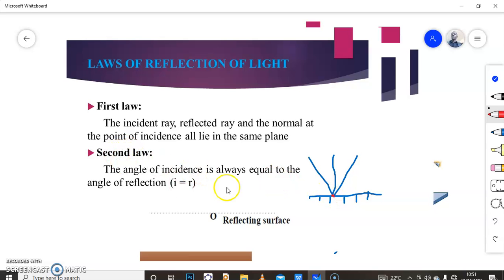Then the second law is that the angle of incidence is equal to the angle of reflection. The angle of incidence is the angle between the incident ray and the normal, and the angle of reflection is the angle between the normal and the reflected ray. So i is equal to r. Those are the two laws of reflection of light.